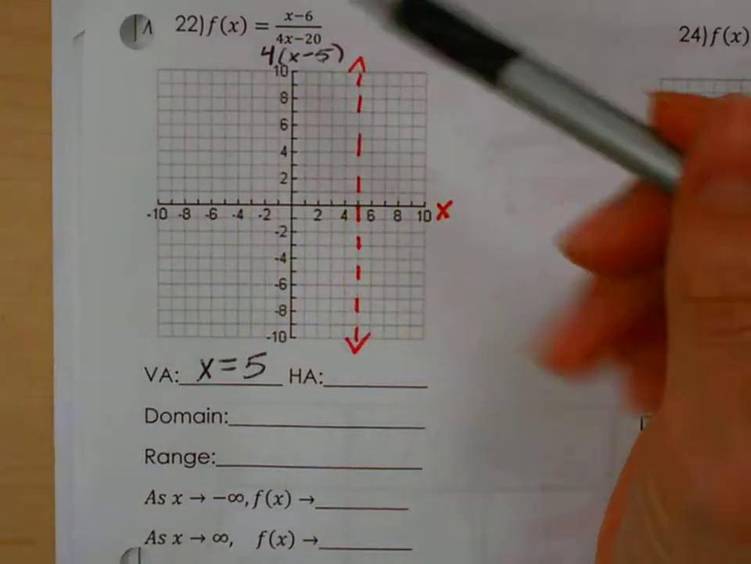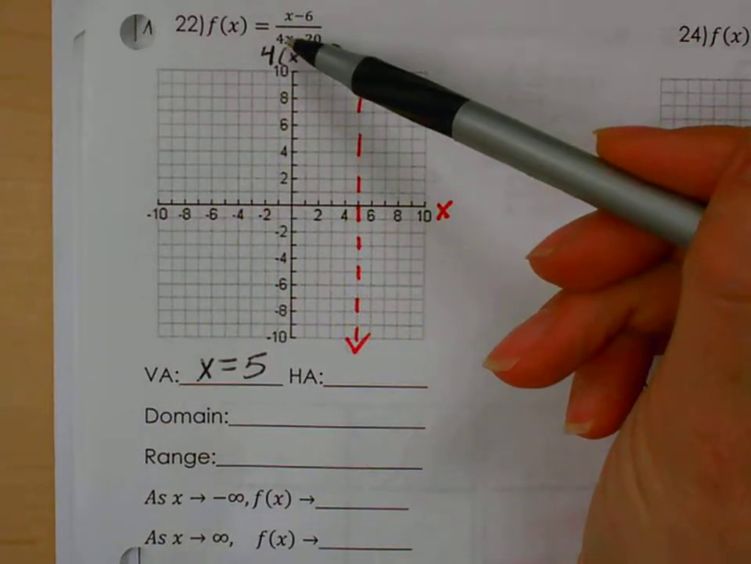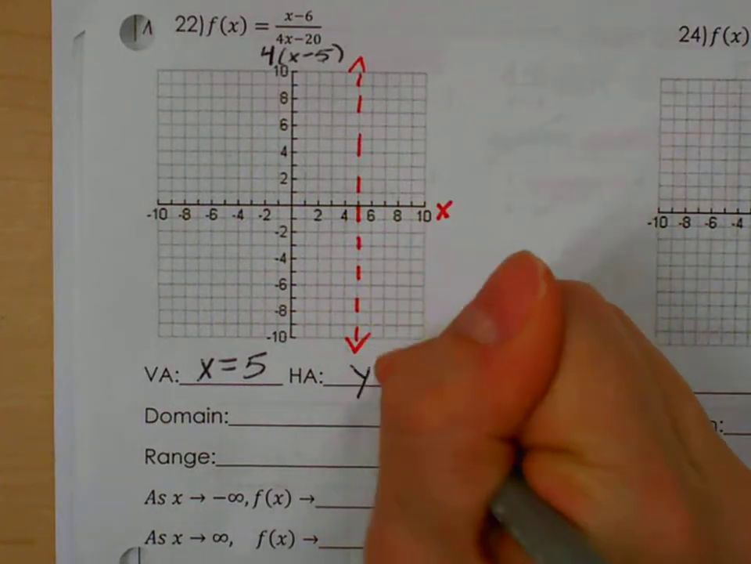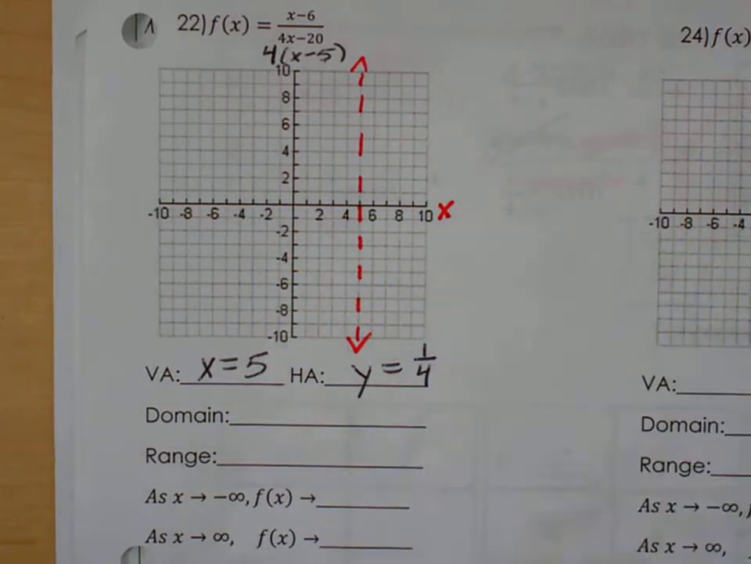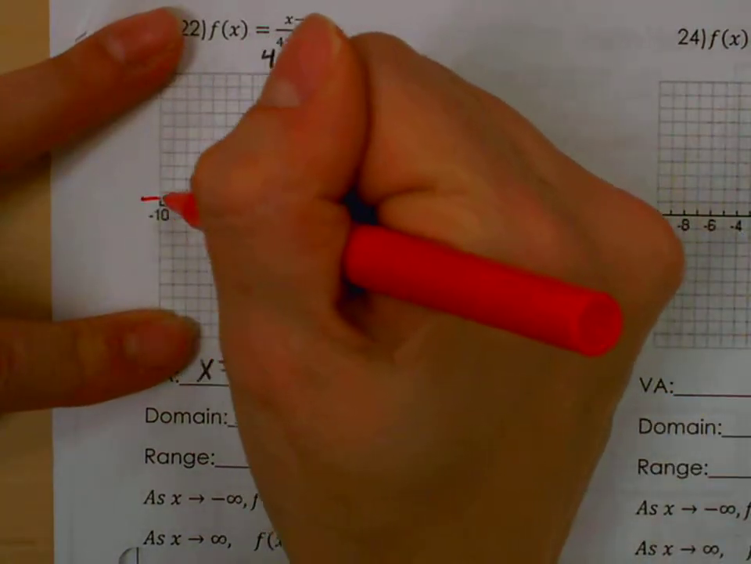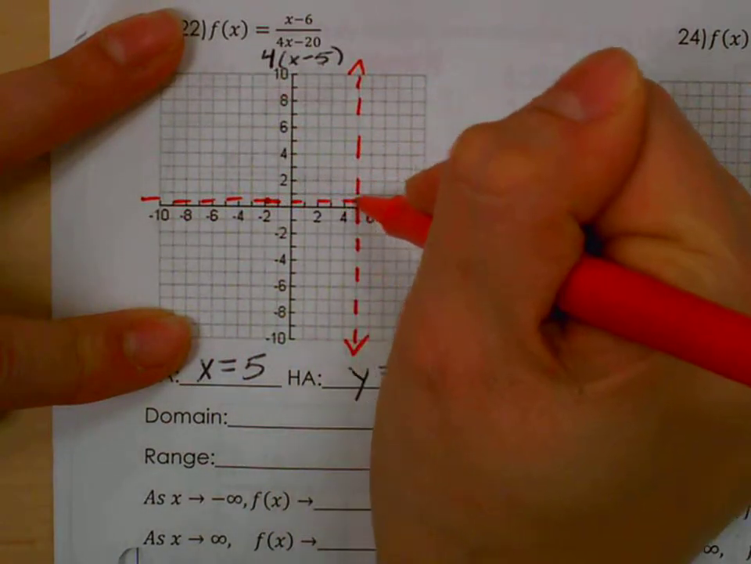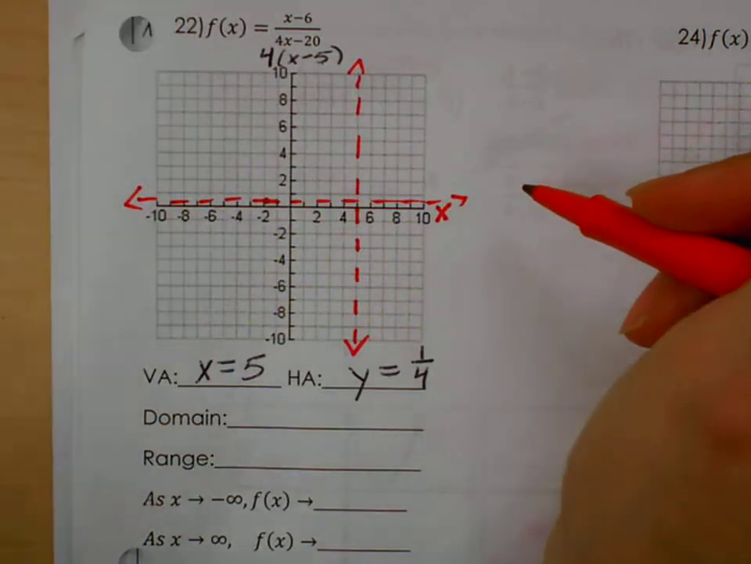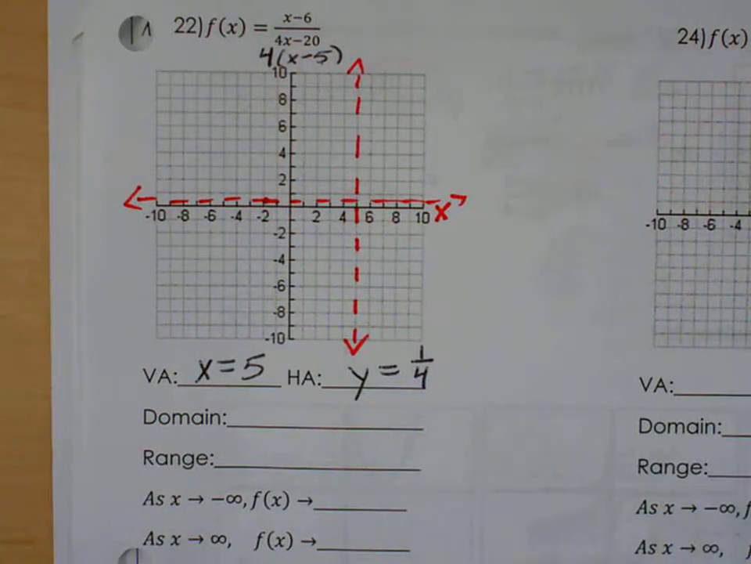My coefficient of x is 1. This coefficient of x is 4. So I have 1 over 4. That would be right about here. And that's my horizontal asymptote.